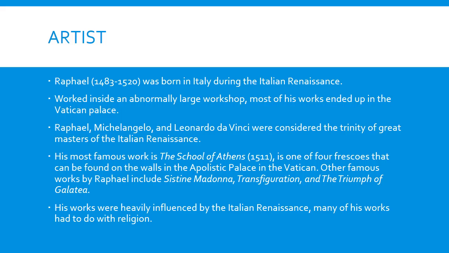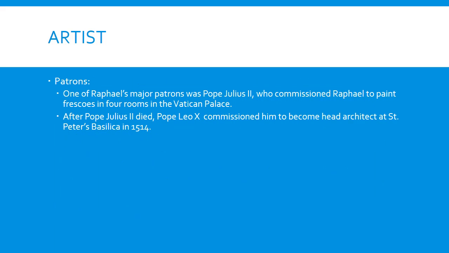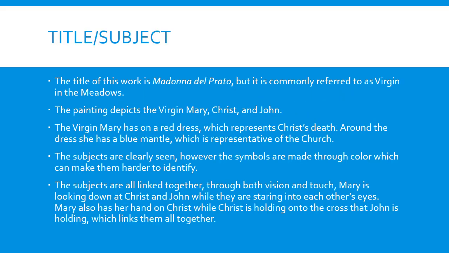And Raphael's first major commission came from Pope Julius II. His biggest job was painting the frescoes in the 4 rooms of the Vatican. And then after Pope Julius died, Raphael began working with the new Pope Leo X. Raphael became a head architect under Pope Leo and helped construct St. Peter's Basilica in 1514. The title of the work is the Madonna del Prado.